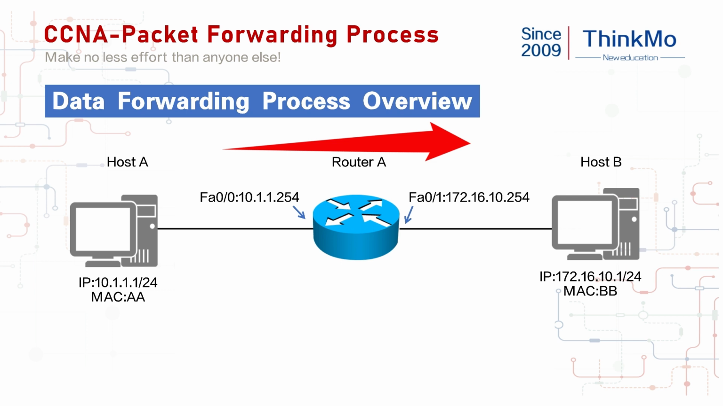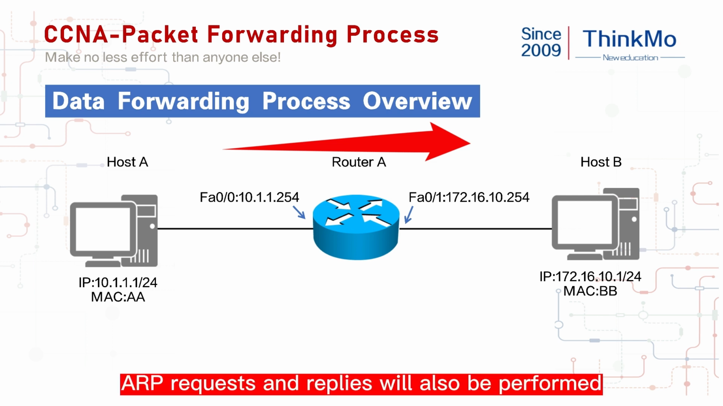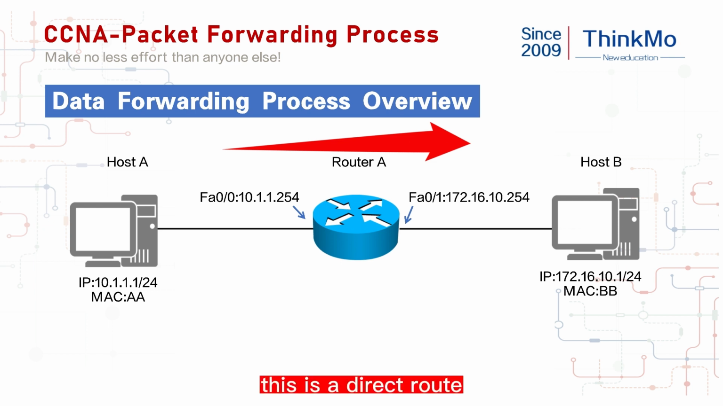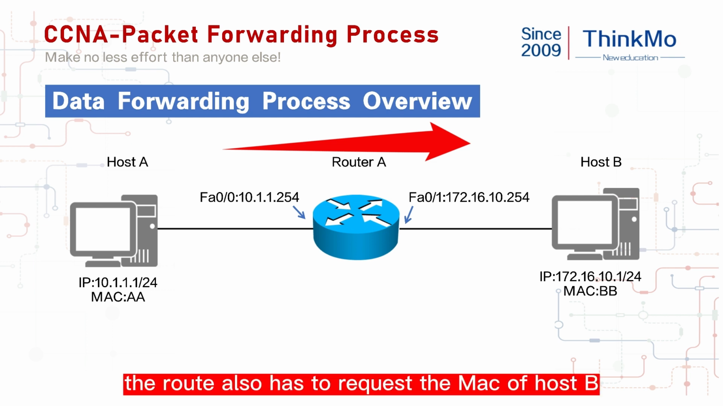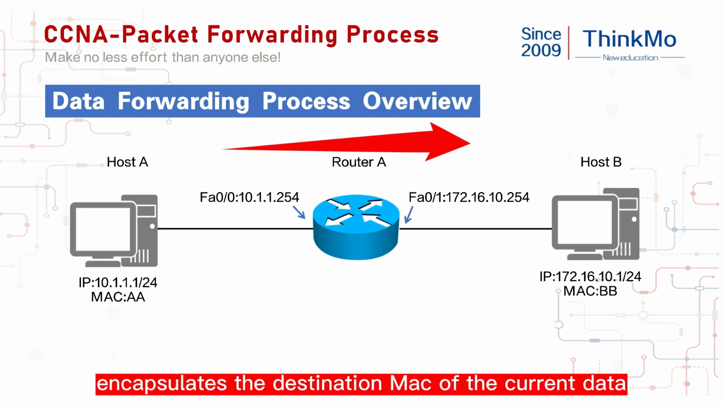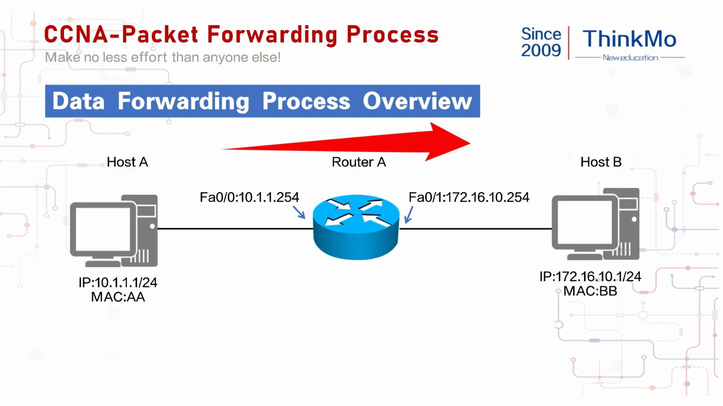Of course, ARP requests and replies will also be performed. The router receives the ARP request. It replies to host A with its own address. Then it queries the routing table. This is a direct route. When sending, the router also has to request the MAC of host B. You will find that when encapsulating data, the MAC address encapsulates the destination MAC of the current data.